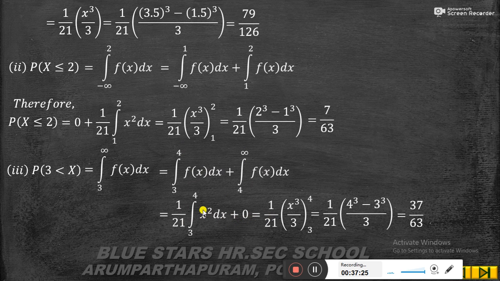So I write 1 by 21 and integrate the x square. Integration of the x square is x cube by 3, from 3 to 4. So 4 cube by 3 minus 3 cube by 3. So 4 cube minus 3 cube gives 37 by 63. This is the answer for the probability of 3 less than x.